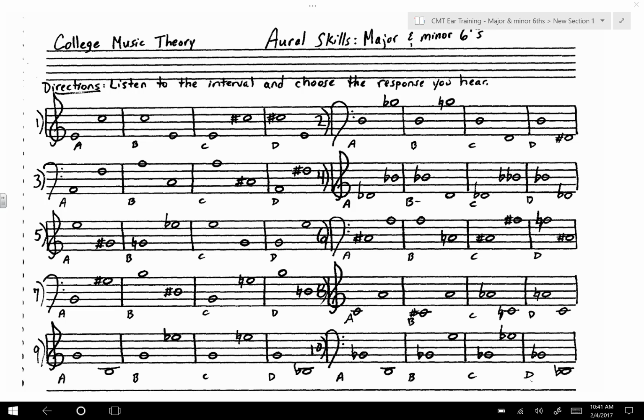Hi College, today's video is going to focus on identifying major and minor sixths that we hear, so please have the worksheet ready. Just a quick reminder about major and minor sixths and how we can relate our ear to different types of songs and solfege.